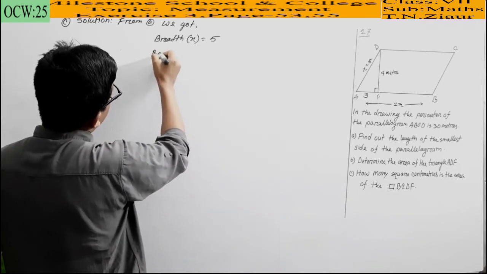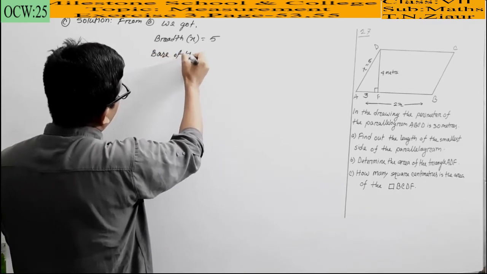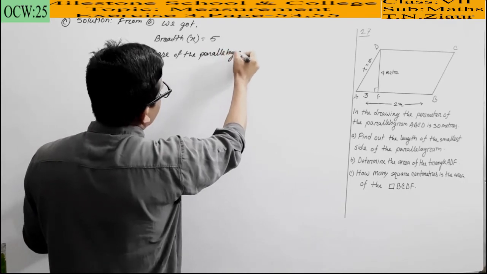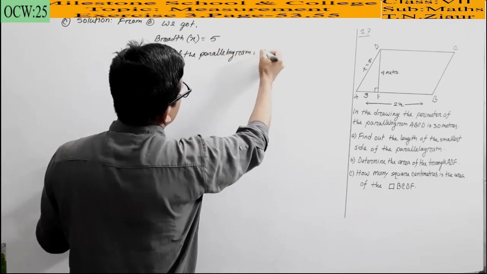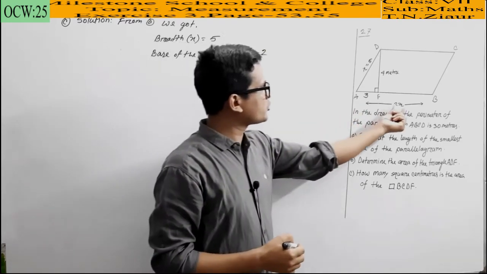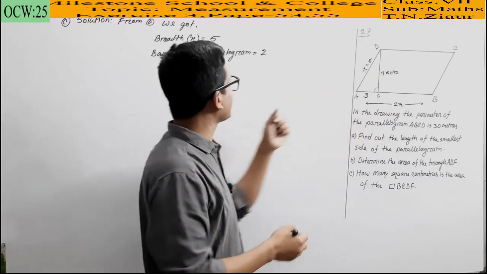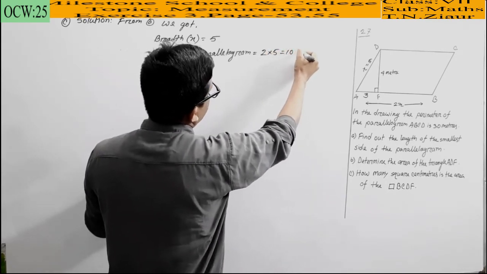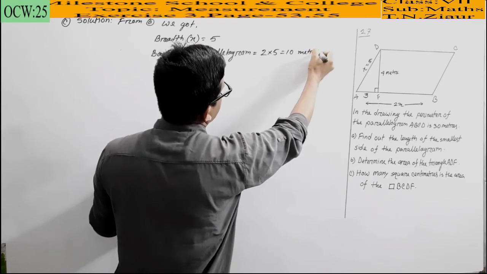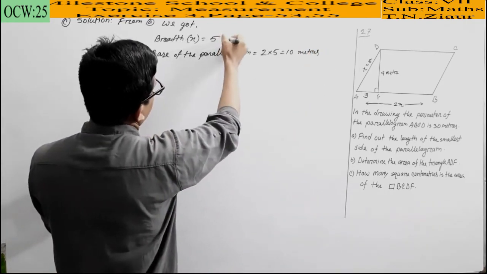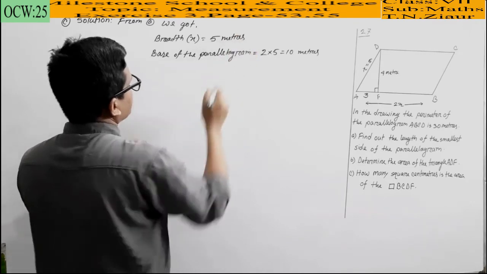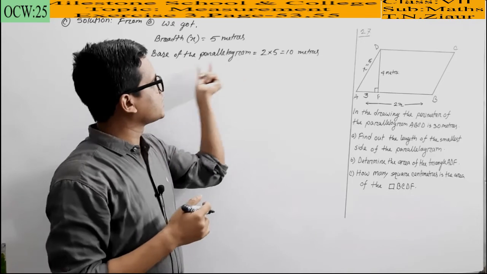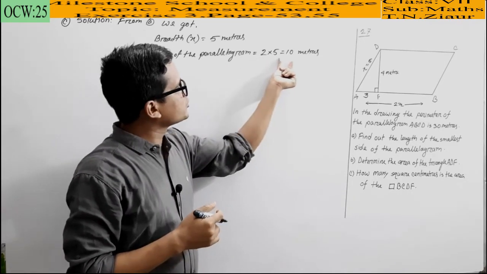So the base of the parallelogram is equal to 2x, that one is given, right? This one is 2x. So what is the value of x? x is equal to 5. So you can write here 2 into 5, or 10 meters, right? So breadth is 5 meters. Base of the parallelogram, base means that one's length, so the base of the parallelogram is equal to 10 meters.